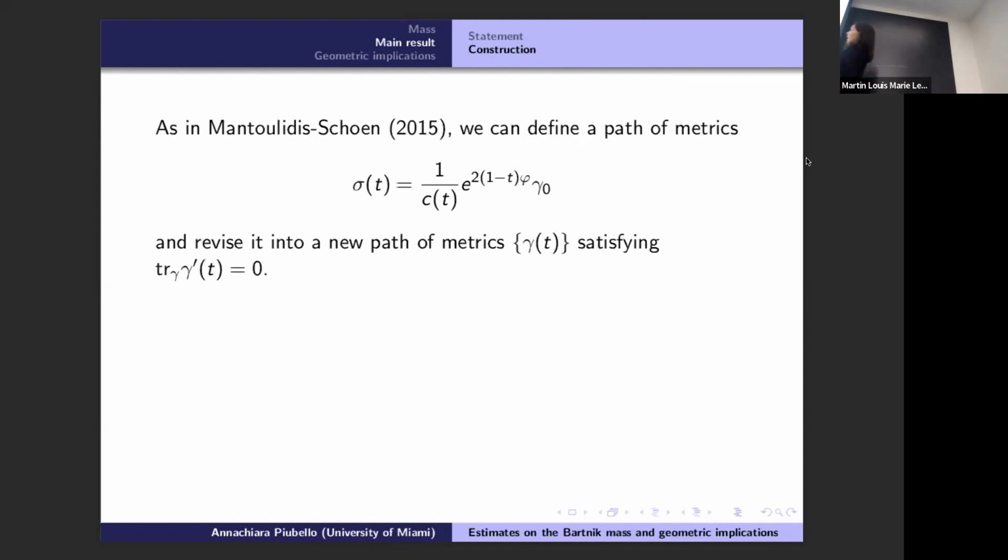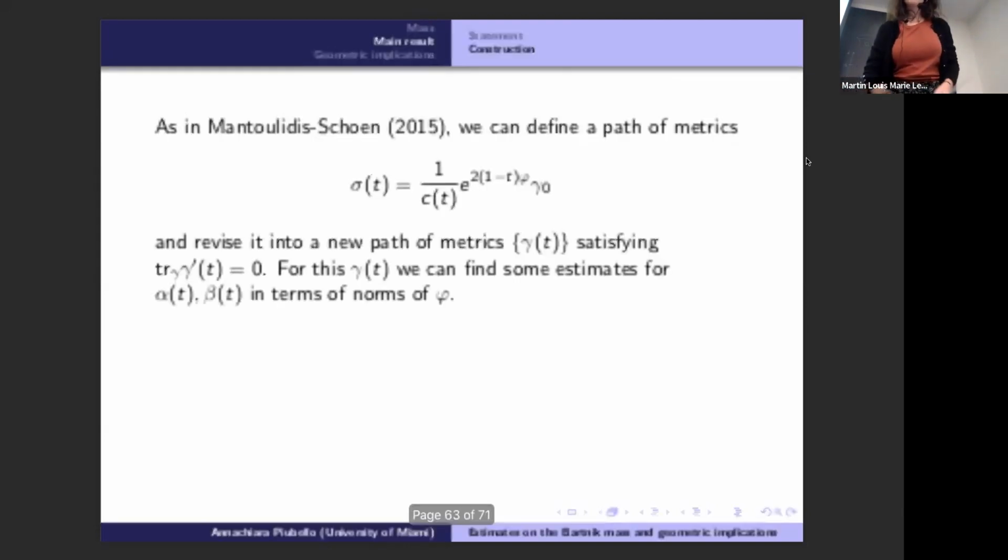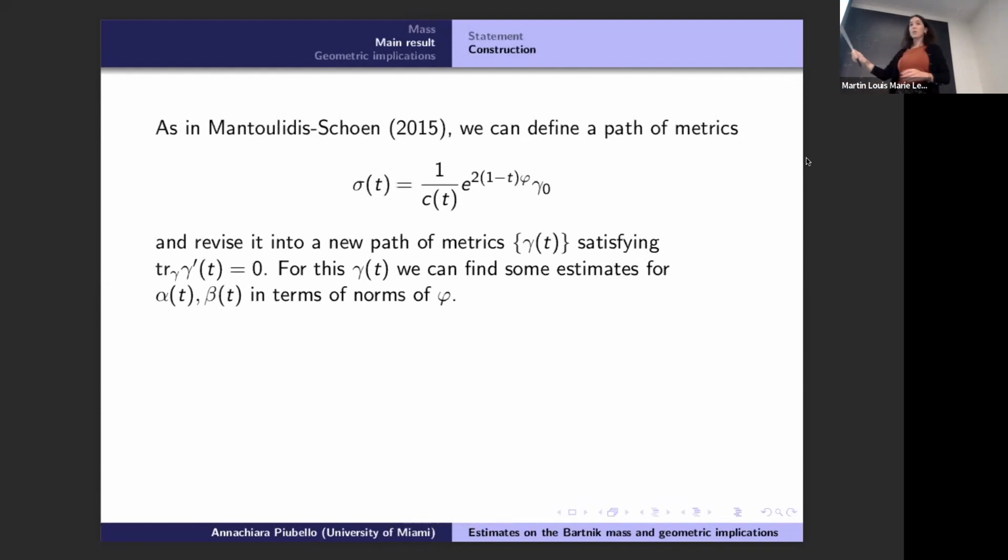So if we do that, assuming that this path is with constant area, we can actually just revise it into a new path gamma of t. Now we have this path more explicitly than before, right? So we can compute alpha and beta in terms of phi, right?